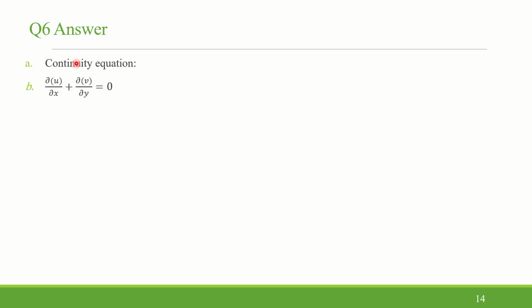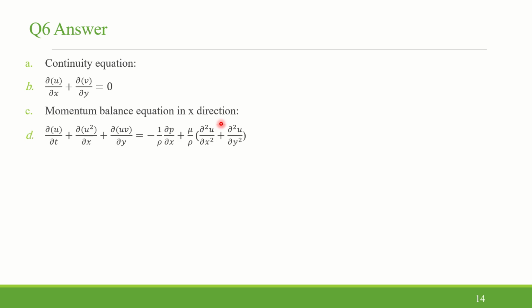The continuity equation has ∂u/∂x plus ∂v/∂y equal to 0. I am writing it in the two-dimensional form. And the momentum balance equation in the x direction is ∂u/∂t plus ∂u²/∂x plus ∂uv/∂y equal to minus 1/ρ ∂p/∂x plus μ/ρ times ∂²u/∂x² plus ∂²u/∂y². So here the density will be present in these terms. However, since it is a constant, we have removed it and taken it to the other side.